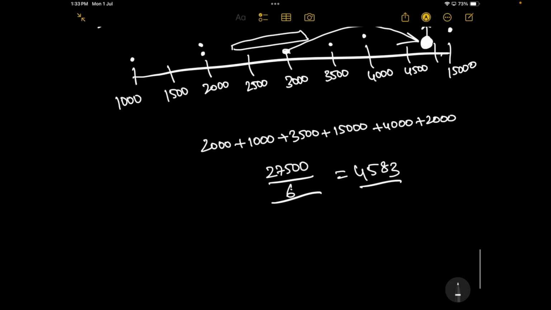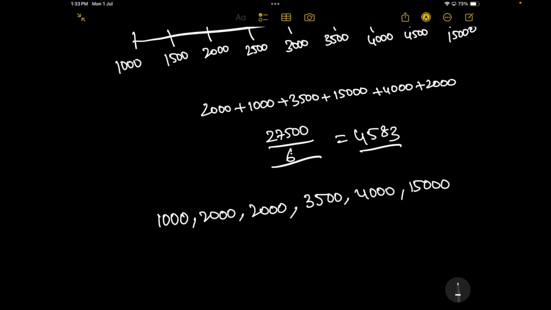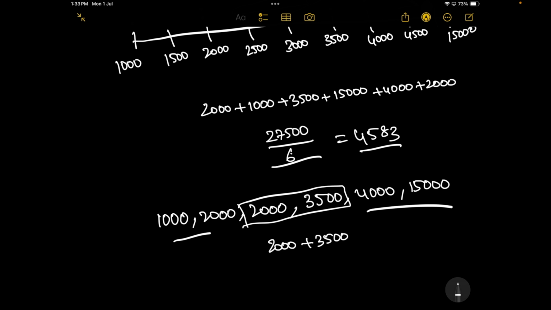If you check the median, it's the same process. I arrange everything: 1000, 2000, and again 2000 is there. 3000 is not there, 3500 is there, 4000 is there, and 15,000. Now there are 6 numbers, so it's an even count. We have to take these two middle values: 2000 plus 3500 is 5500, divided by 2, that is 2750.